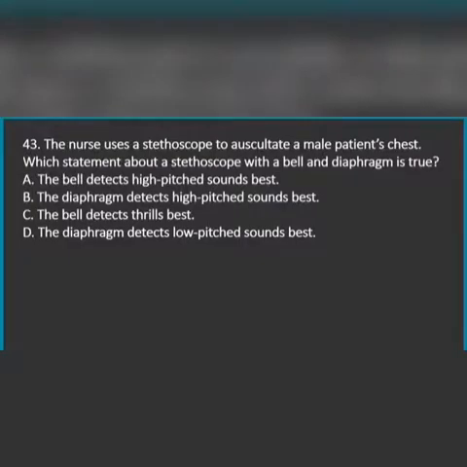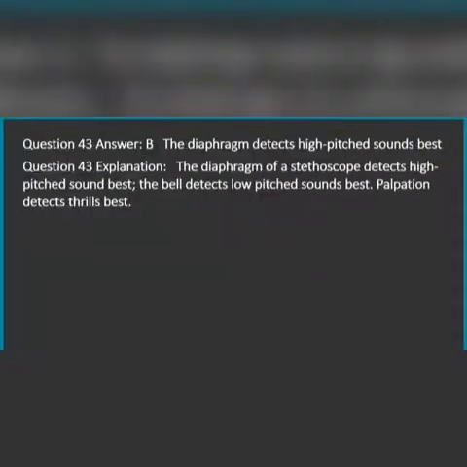Question 43. The nurse uses a stethoscope to auscultate a male patient's chest. Which statement about a stethoscope with a bell and diaphragm is true? A. The bell detects high-pitched sounds best. B. The diaphragm detects high-pitched sounds best. C. The bell detects thrills best. D. The diaphragm detects low-pitched sounds best. Question 43. Answer: B. The diaphragm detects high-pitched sounds best.